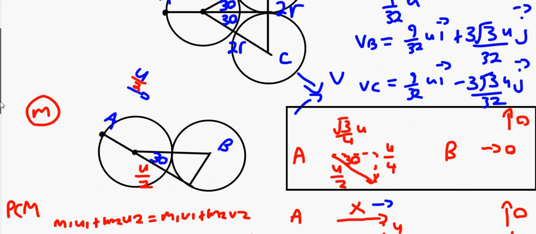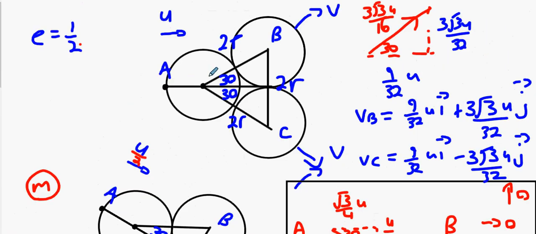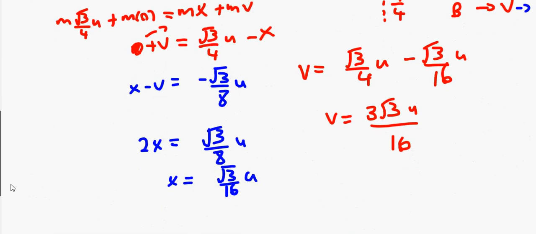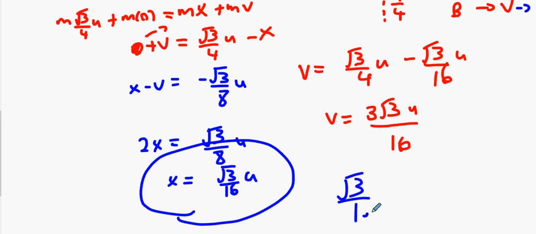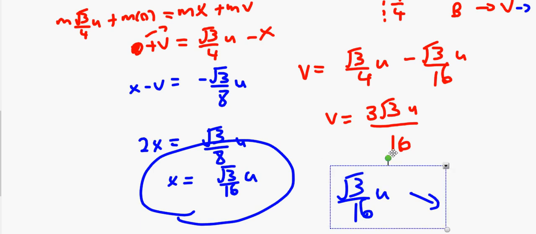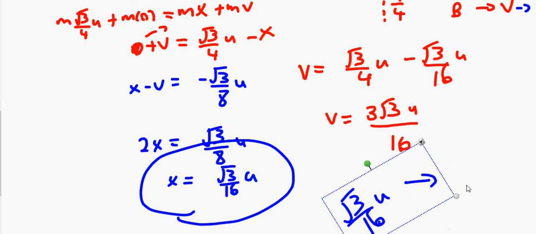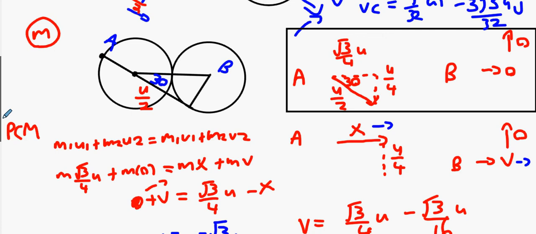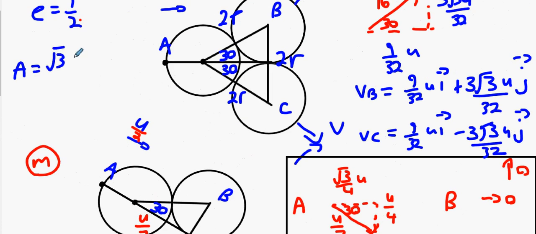Now, in regards to the x value, let's sort out what happens to A after the collision. Well, it turned out that A has the x value of root 3 over 16 u. But when we rotate that backwards up 30 degrees, we can see it goes directly to the right. So we know the speed of A after collision is going to be root 3 u over 16. And that's it.